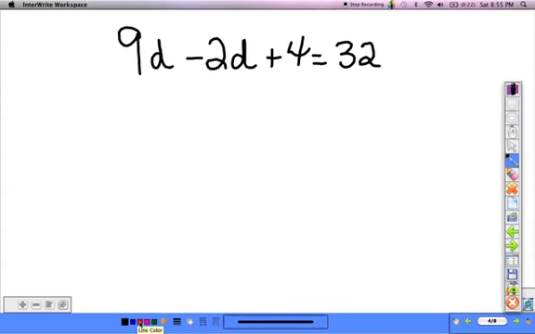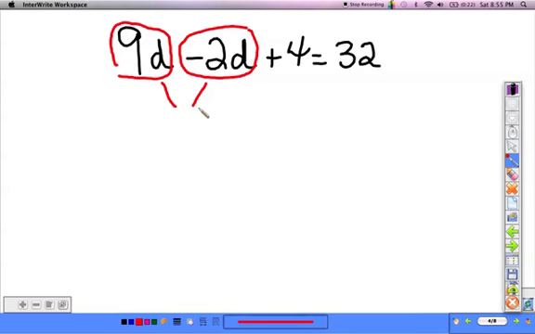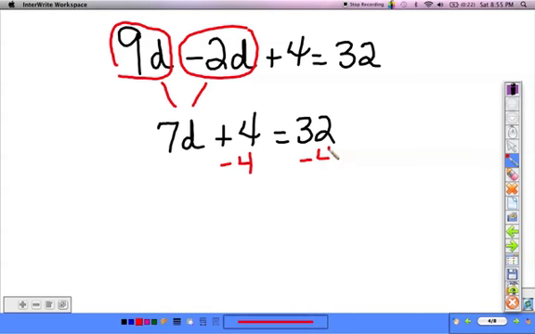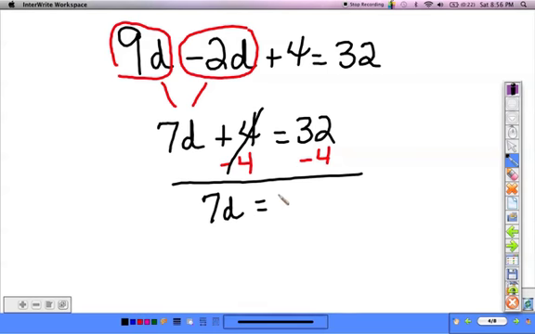In this equation right here, we have a positive 9d and a negative 2d, both of them on the left side of the equation. I'm going to start out by combining those because I know that I really have 7d's. And once I combine those, you can see that I'm real quickly back to just a two-step equation. So I'm going to undo my add, subtract using the additive inverse of negative 4. And when I do that, our 4's cancel to 0, leaving us 7d.